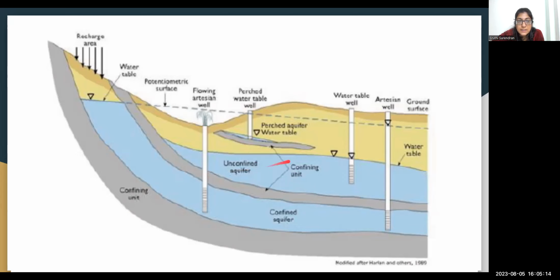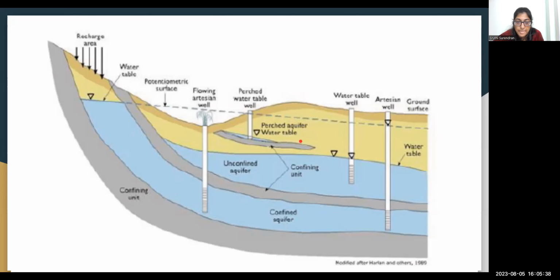Okay, so perched aquifer here again. Sometimes there will be impermeable formations in between the soil, small formations like this. These are also confining units. Water will accumulate on top of it, and then after a point of time, it can flow off or it will get accumulated. These small formations are called perched aquifers.